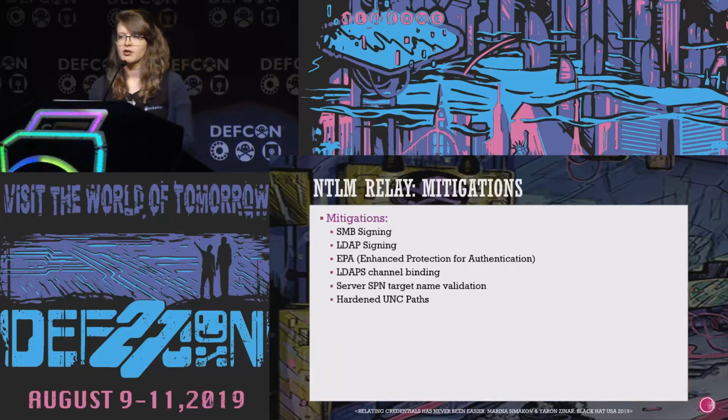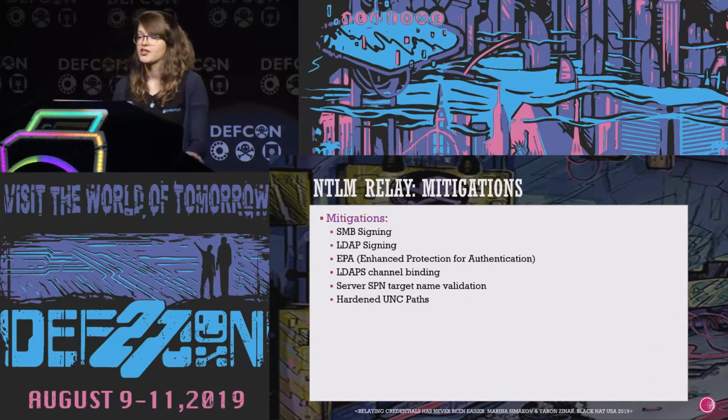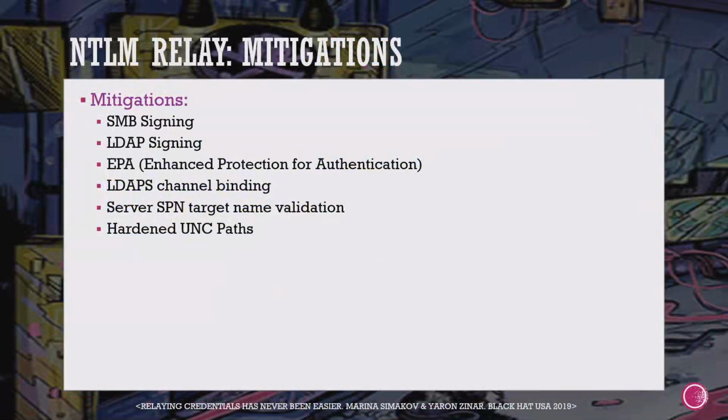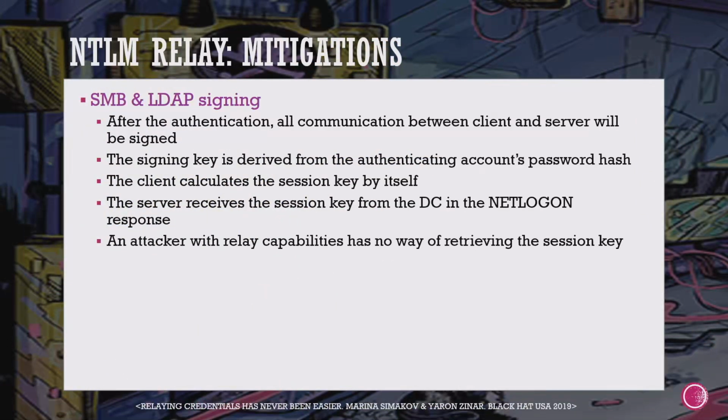So the 2 most critical mitigations that we have are session signing, which includes SMB and LDAP signing, and also EPA and channel binding, which we'll be focusing on today, and we'll show you how we're able to bypass both those mitigations. Okay, let's give a brief overview of what each mitigation means.